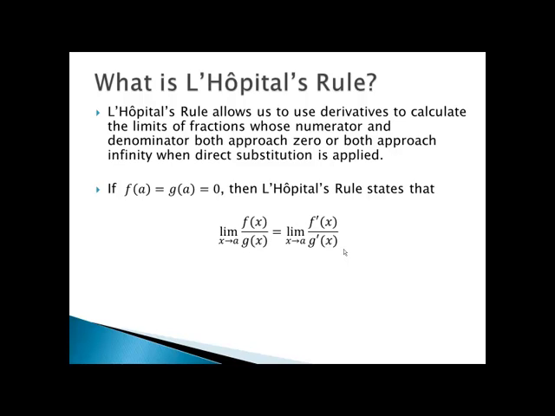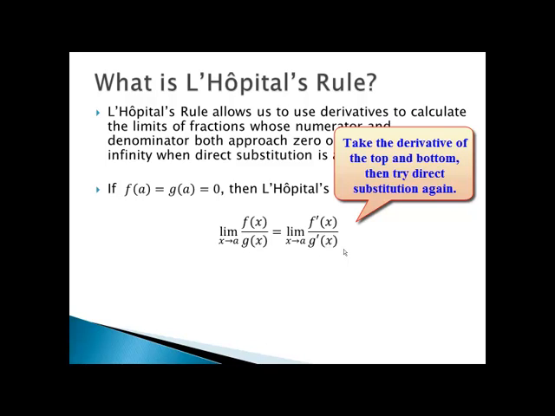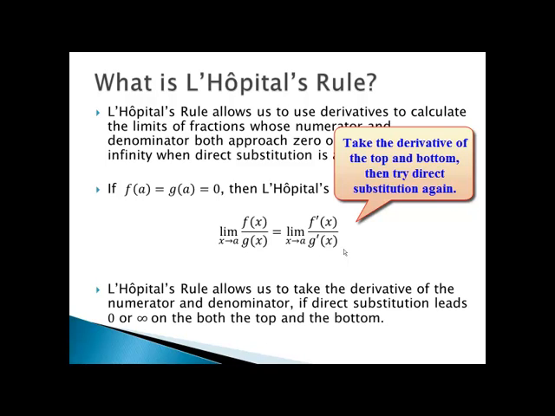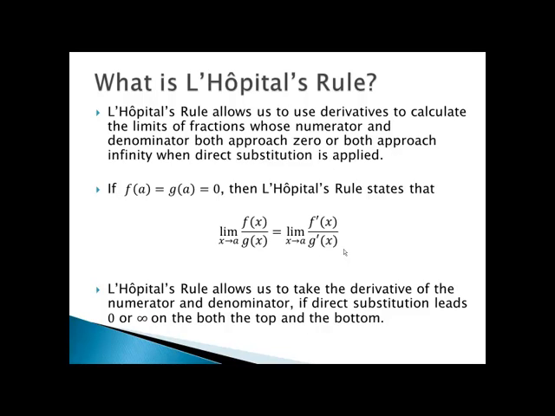For a given limit value a, if both the numerator and the denominator evaluated at a are equal to 0, then L'Hopital's rule states that the limit as x approaches a of the quotient f of x divided by g of x is equal to the limit as x approaches a of the derivative of f of x, f prime, divided by the derivative of g of x, g prime. L'Hopital's rule allows us to take derivatives of the numerator and the denominator if direct substitution leads to either 0 or infinity on both the top and bottom, and then we would reapply direct substitution once we've taken derivatives.